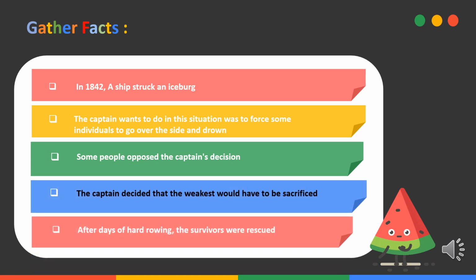Gathered facts. In 1842, a ship struck an iceberg. The captain wanted, in this situation, to force some individuals to go over the side and drown. Some people opposed the captain's decision. The captain decided that the weakest would have to be sacrificed. After days of hard rowing, the survivors were rescued.